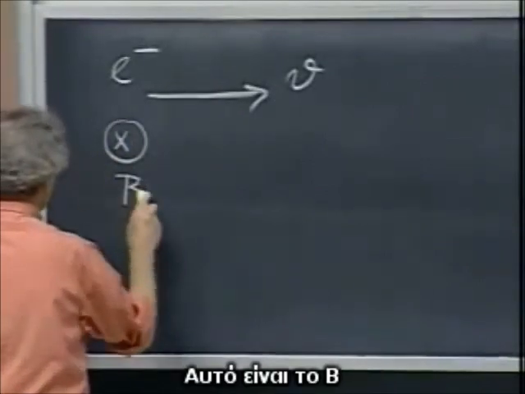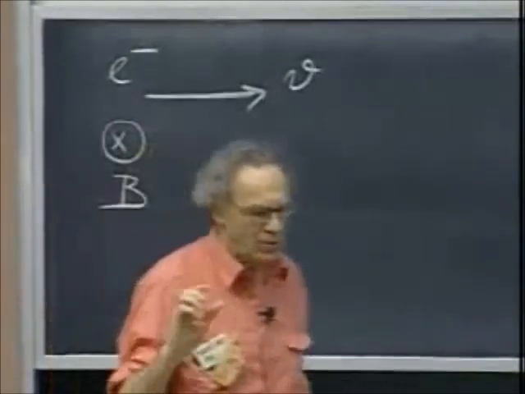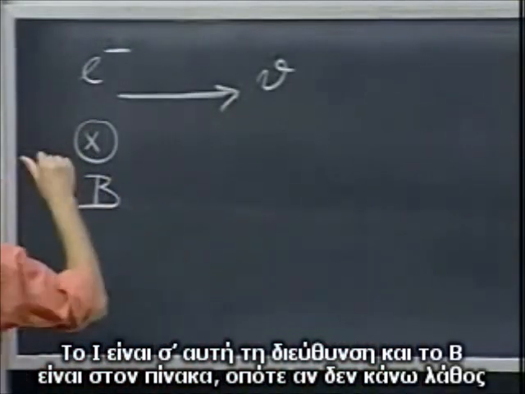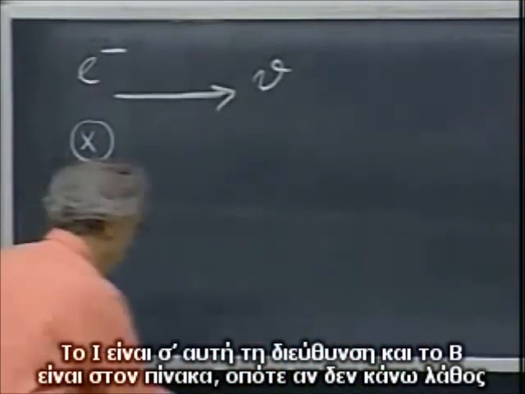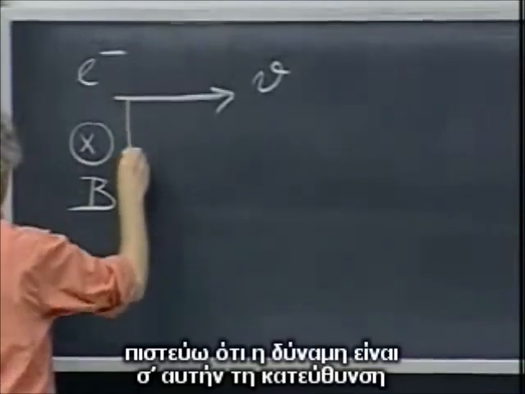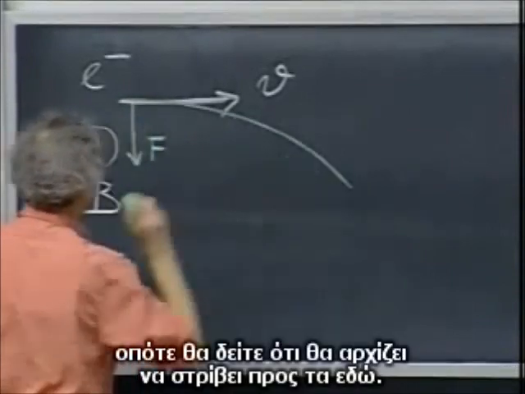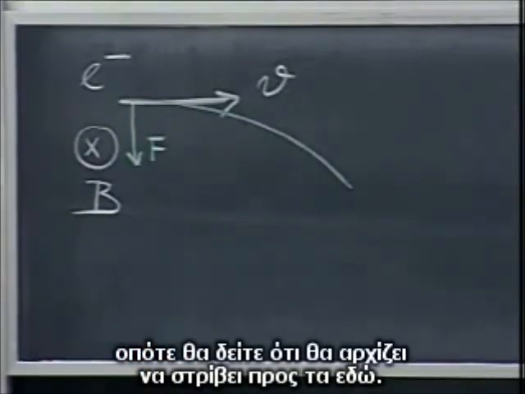this is B, then I cross B is the direction of the force. I is in this direction, B is in the blackboard. So if I'm not mistaken, I think the force is in this direction, and so you will see that it starts to bend in this direction.